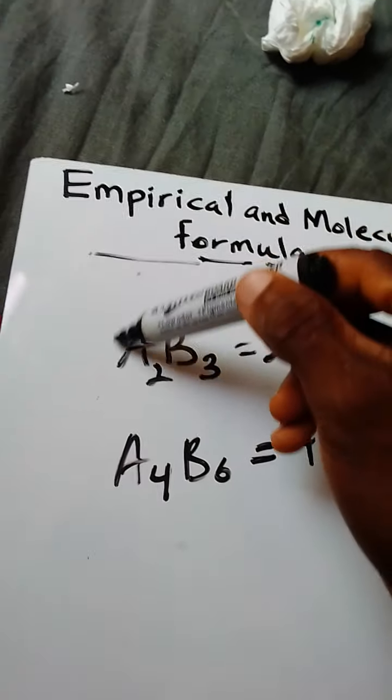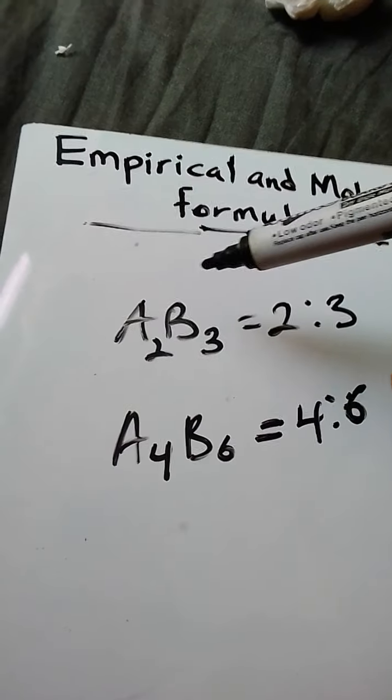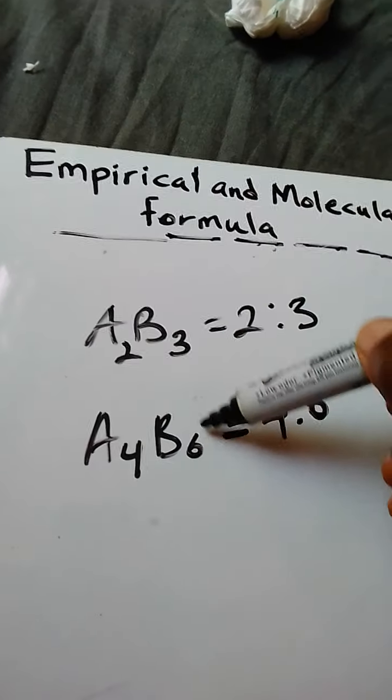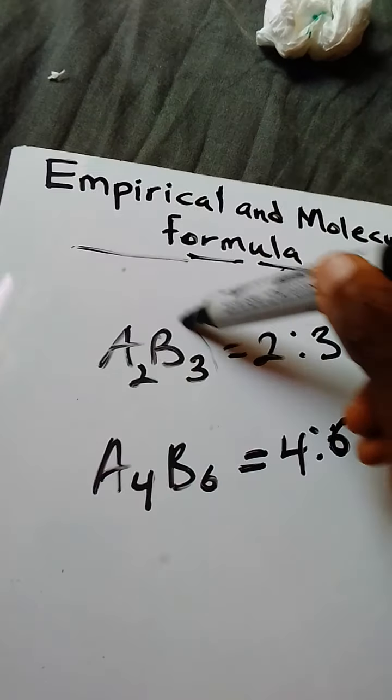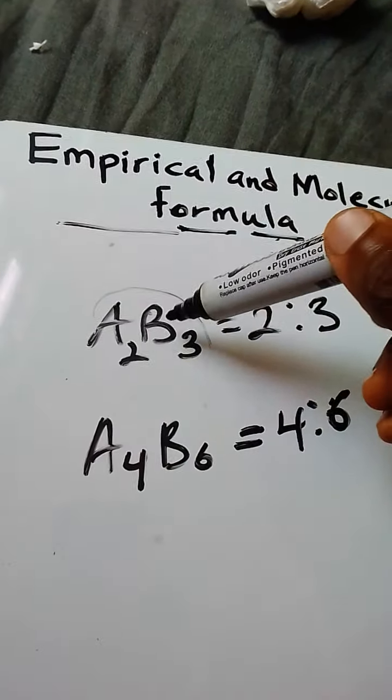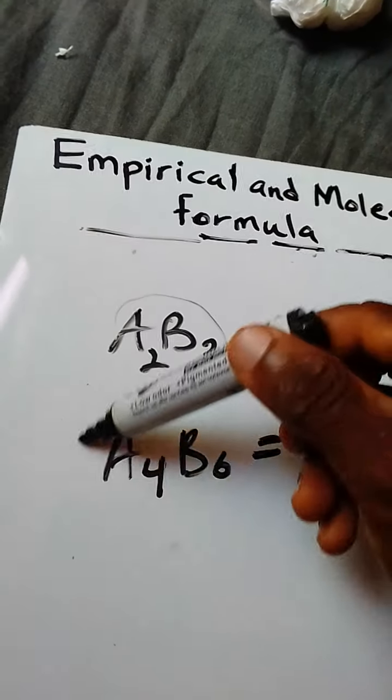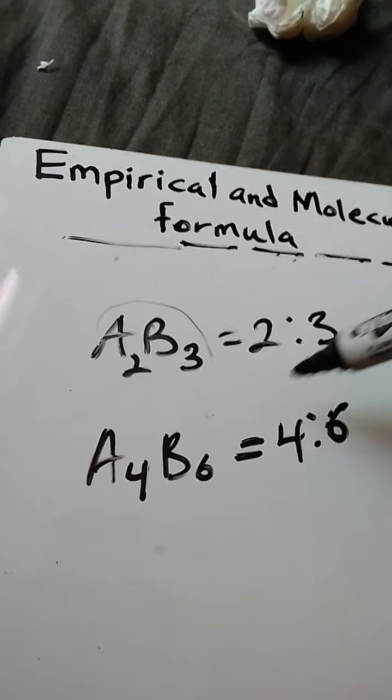So the smallest ratio defines the empirical formula, and if it is the largest ratio, this one becomes the molecular formula. So here, this formula is the empirical formula of, let's say, this guessed compound, and this one is the molecular formula of this compound.